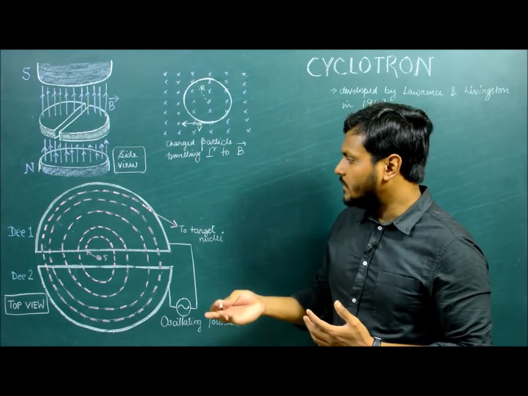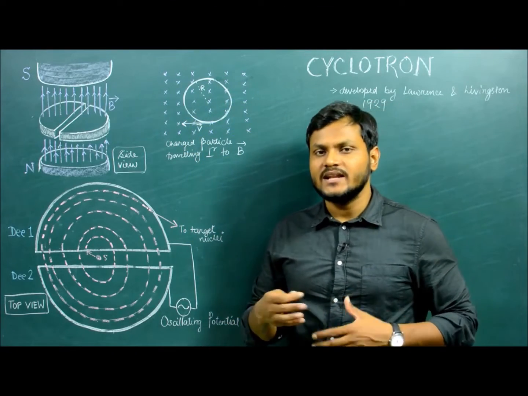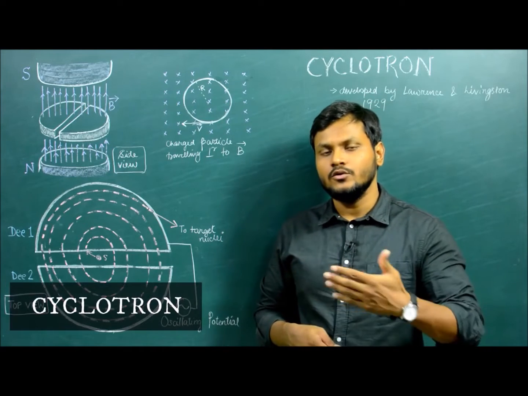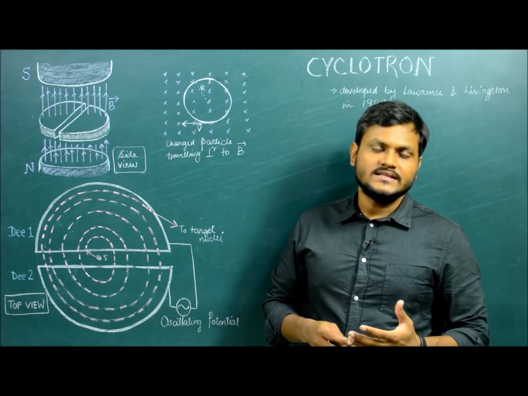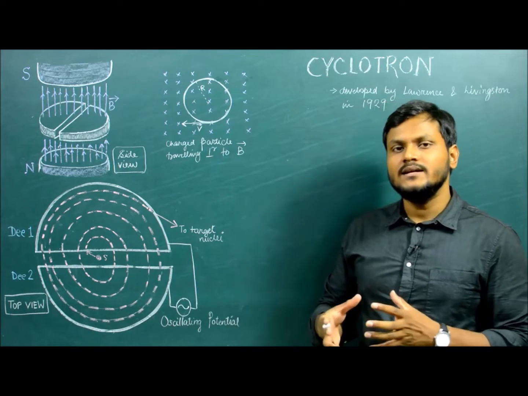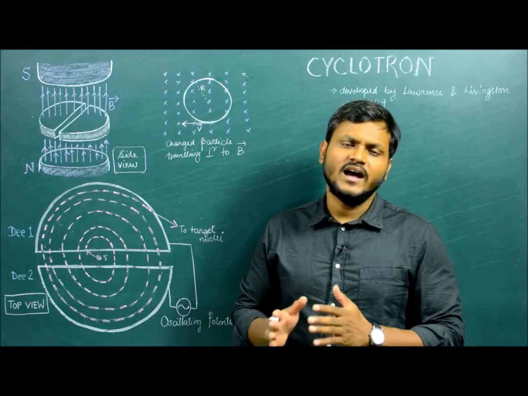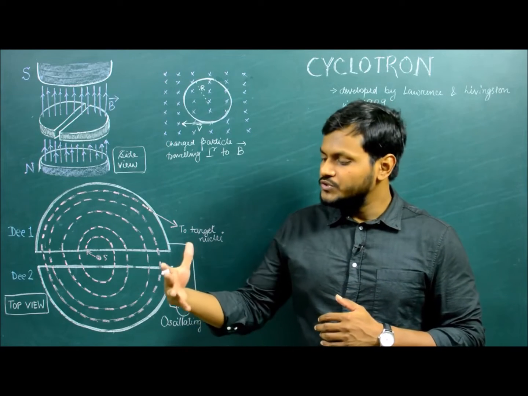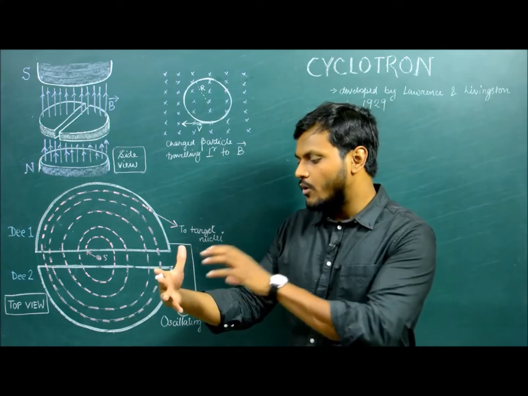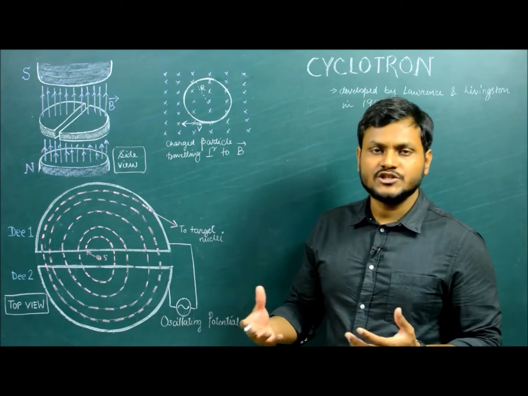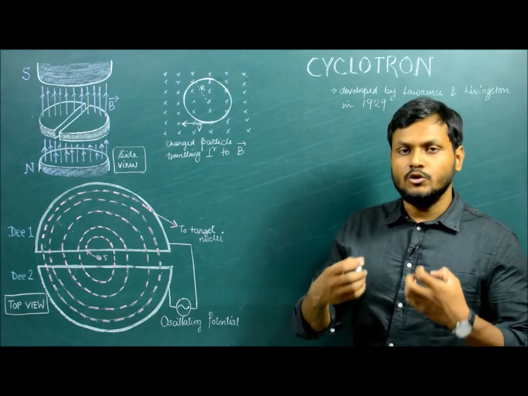Discuss the principal construction and the working mechanism of a cyclotron. So what is a cyclotron? The cyclotron is a specific kind of particle accelerator that can accelerate charged particles to very, very high velocities so that those charged particles can then be used to bombard some target nucleus to induce some sort of nuclear reaction or perform some kind of nuclear experiment.